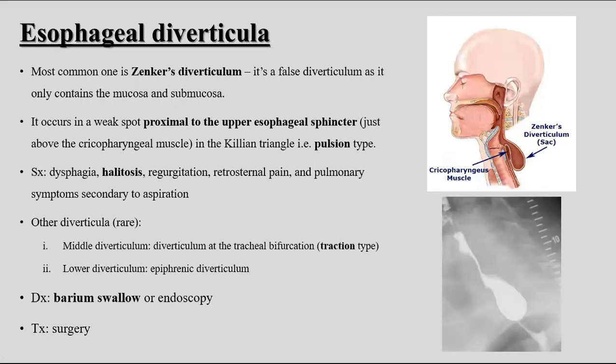So, esophageal diverticula. Esophageal diverticula can happen at many levels. It can happen at the upper esophageal level, the middle esophageal level, or the lower esophageal level. But the most important one you have to know is the Zenker diverticulum, which is in the upper esophageal region. Like I said, it's a false diverticulum, so it only contains the mucosa and the submucosa.